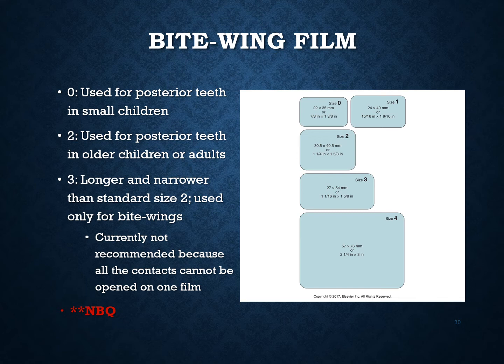A size 3 is longer and more narrow than a size 2. It's only for bite wings. Currently, it's not recommended because all of the contacts cannot be opened in one film. So if you were using a size 3, you can see how it's longer. It would actually be able to capture from the molars all the way to the distal thirds of your canines, but you wouldn't be able to open all the contacts in one film. It's not a good idea. I mean, maybe if they had a lot of spaces in between their teeth, but you wouldn't do it. Anyway, a size 3, you would use it only for bite wings.